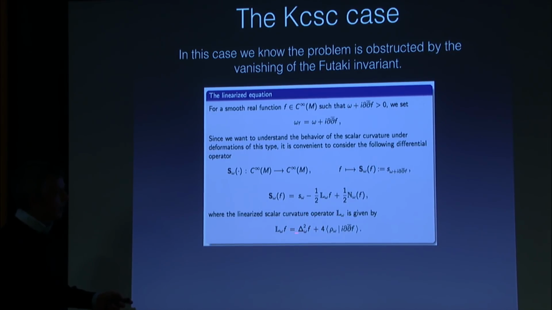So this is the Laplacian of the function plus rho, where rho is the Ricci curvature of omega, a scalar product in the sense of 1-1 forms. This is a 1-1 form against the 1-1 form given by i partial partial-bar phi. So this is fourth order plus second order. Actually, this formula is true only if omega is of constant scalar curvature. Otherwise, there would be also an extra term of first order. Okay, but I've skipped it.